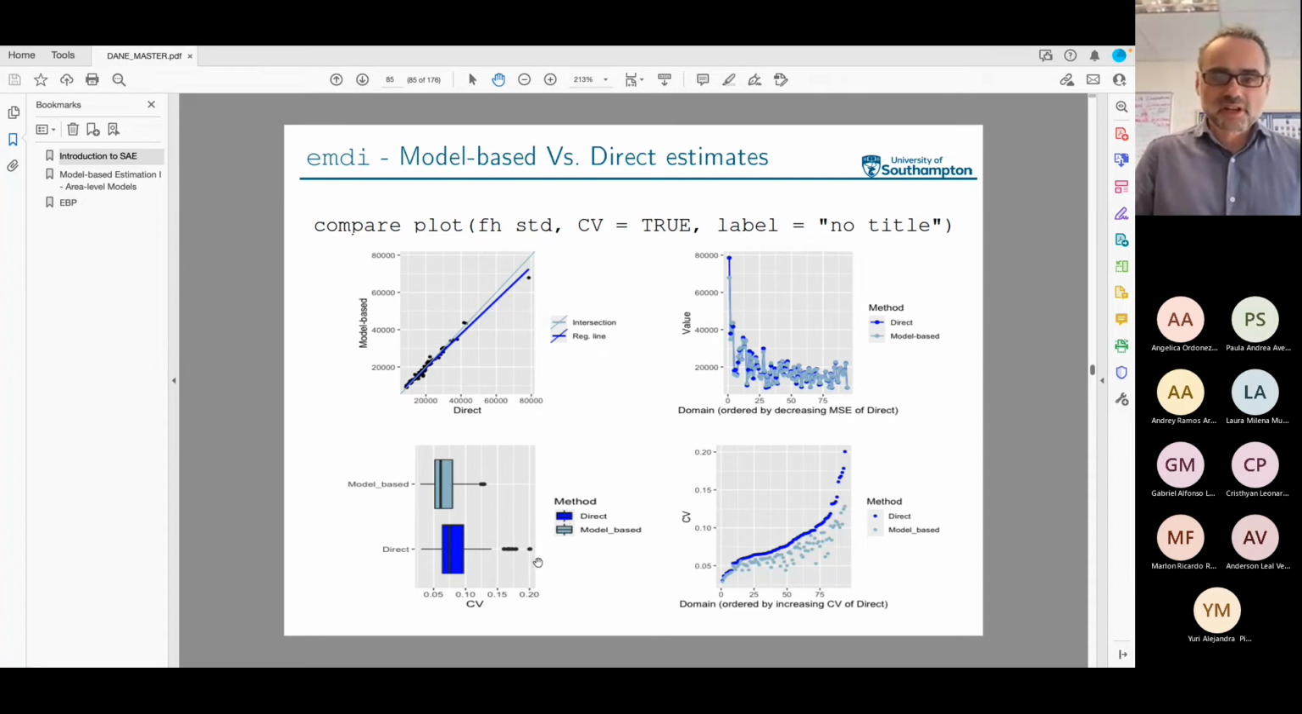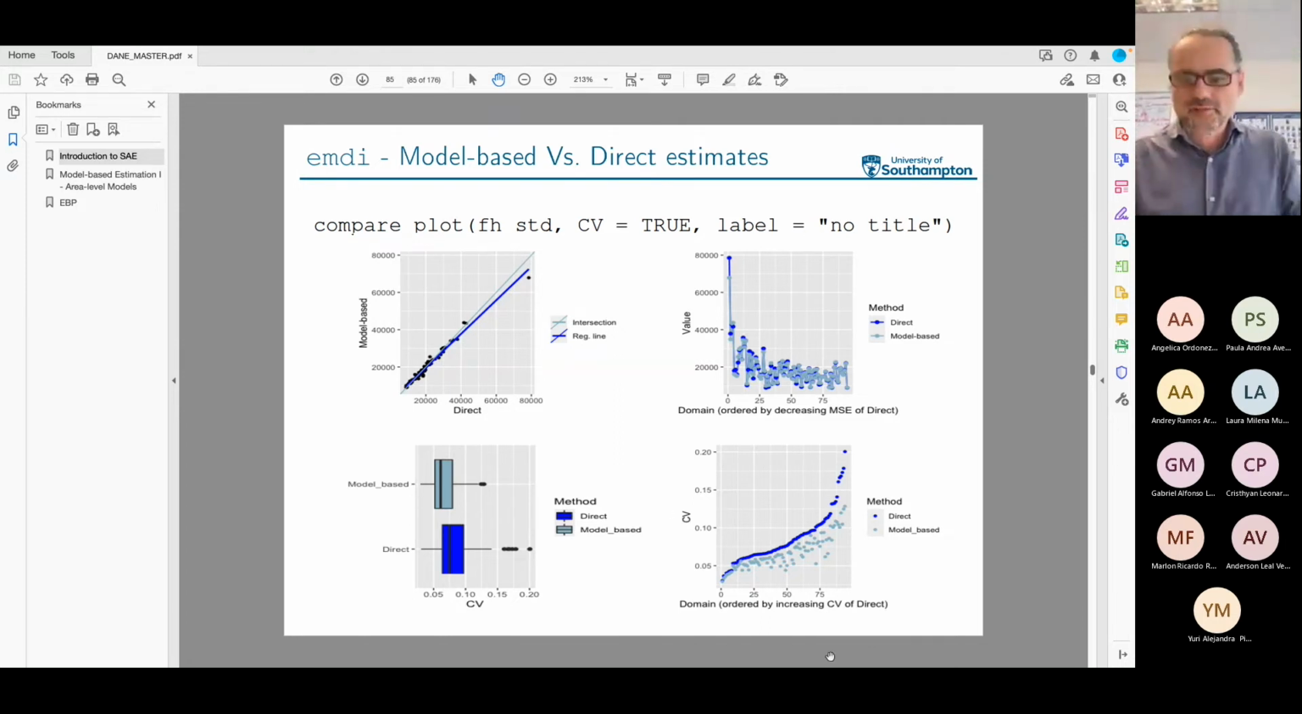The bottom left-hand side compares the CVs of the model-based estimates and the direct estimates using box plots. If you look at the top, light blue box plot, which corresponds to the model-based estimates, you can see that overall the model-based estimates seem to have a lower coefficient of variation than the direct estimates in this example. So it's always a good plot to look at in order to see whether the use of a model provides you with some efficiency gains in terms of reducing the uncertainty, and in that way reducing the coefficients of variation as a result of using the model.